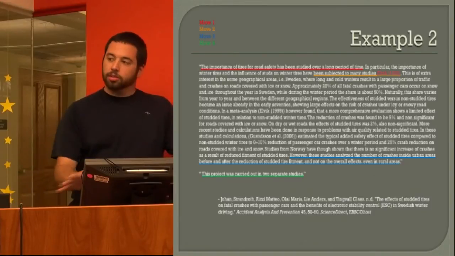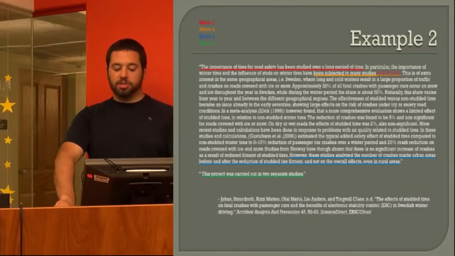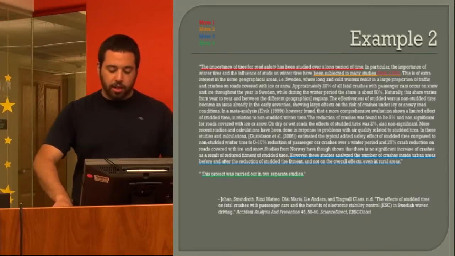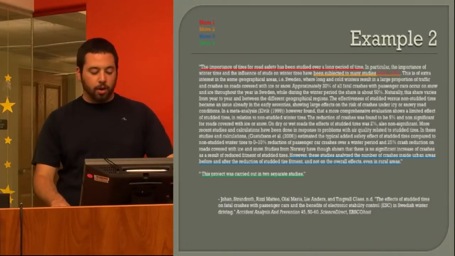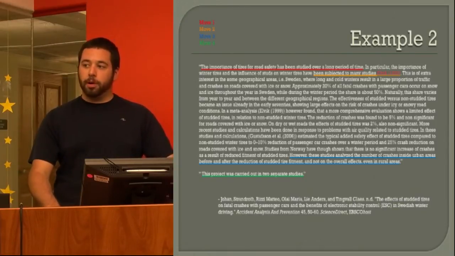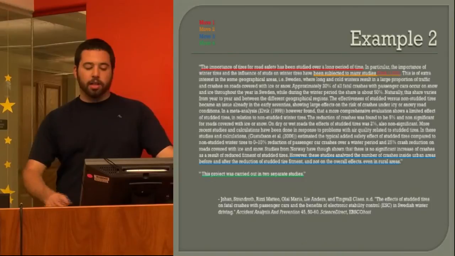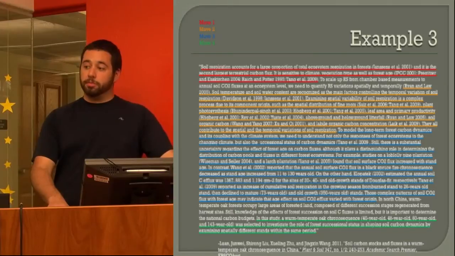I didn't go quite as crazy with the underline in this one, but it says it has been subjected to many studies, part of move 2: other people think it's important. You can see there are different research things and facts in there that show it's been researched previously. Then the third move: however, these studies analyze the number of crashes inside urban areas before and after the reduction of studded tire fitment and not the overall effects. So they're saying, hey, this has been done, but there's a problem with it. They researched one part, but not this other one. Later on in green at the bottom, this project was carried out, and they went on to describe the different information, bringing forth the information that they thought was missing.